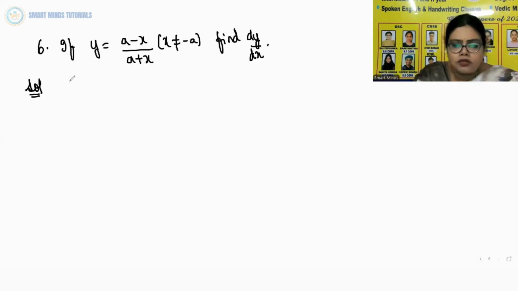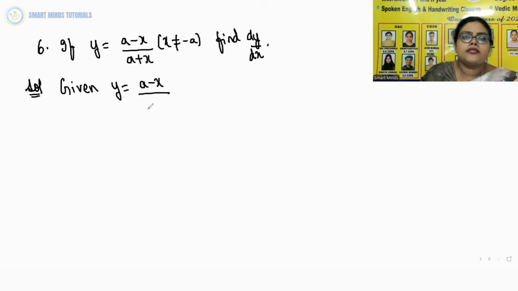Now take the next question. If y is equal to a minus x by a plus x, then find dy by dx. So what is given to us? y is equal to a minus x by a plus x. Now differentiating with respect to x. But how to differentiate? You have a numerator and a denominator. So whenever you have a fraction form, we use u by v rule.